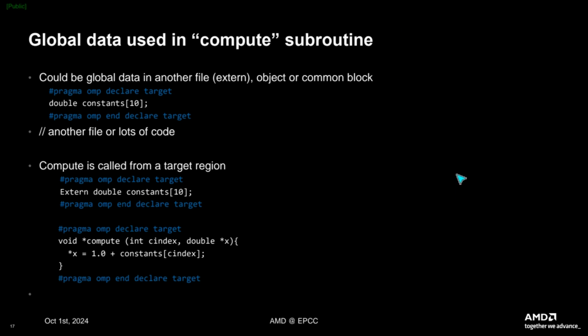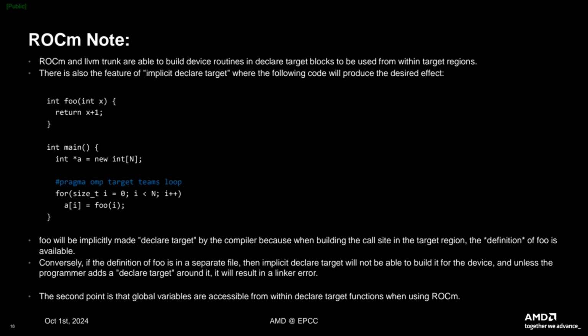Okay, so here's how it's actually used in practice. This could be global data in another file, object or common block. So we just have these constants that are set somewhere, and we've surrounded it with our pragma OMP declare target and pragma OMP end declare target. And then the compute is called from a target region in another file. So we still have all of these things with pragma OMP declare target around each one individually. So even if these two things were in the same file, like the constants and also the compute function, we would still need to put these clauses around them independently so that they could be called from the other file.